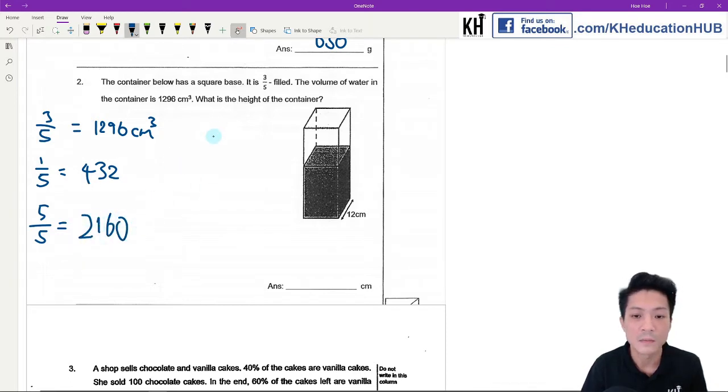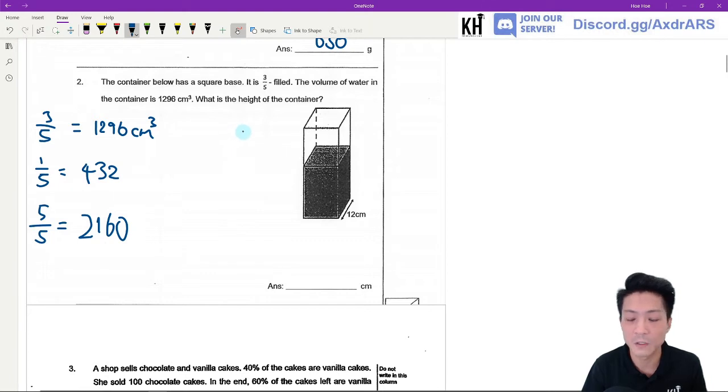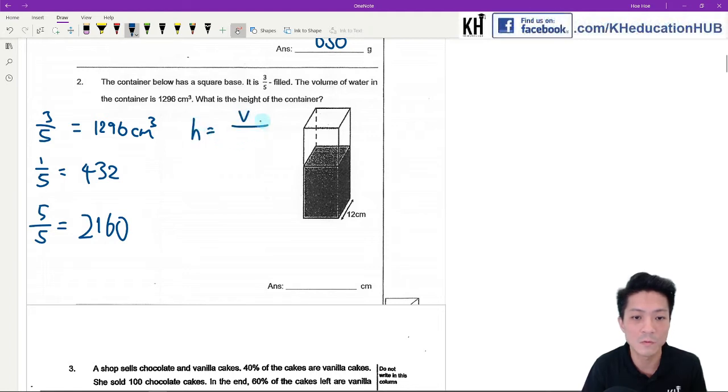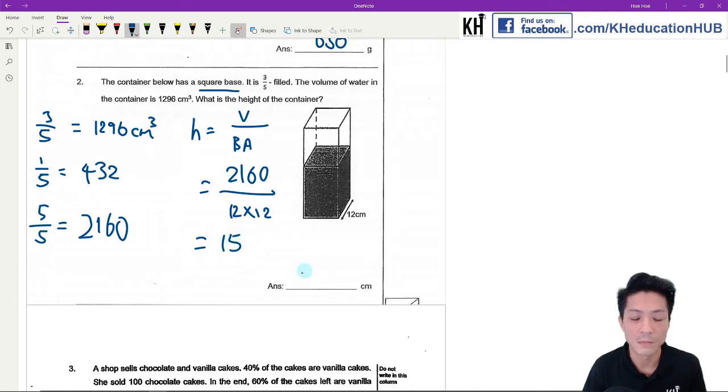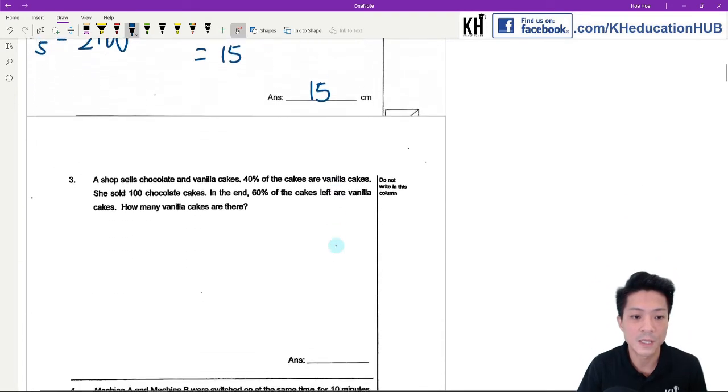2160. Okay, so to find the height of the container, you need to use the volume divided by the base area. Height equals the volume divided by the base area. We have the volume, and since it is a square base, the base area will be 12 times 12. This will give me 15. Okay, so the height of the container is 15 cm.